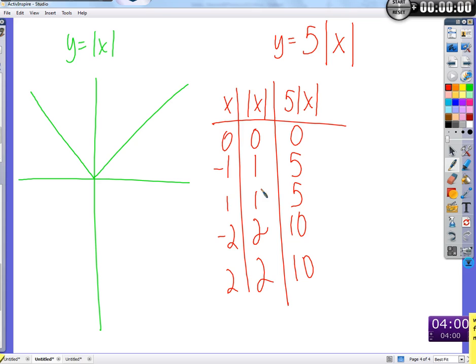So, where absolute value of x goes to 1, 1, 5 times the absolute value of x goes to 1, 5. And it goes to 2, 10. It's much steeper. It's 5 times steeper. Every output is 5 times as big as the output of the absolute value of x.